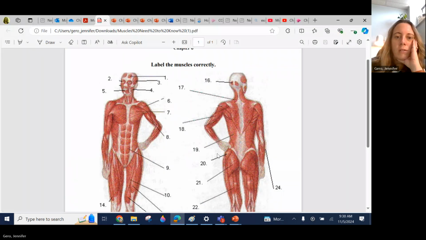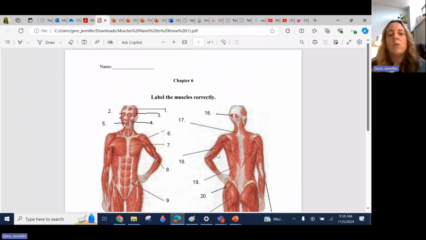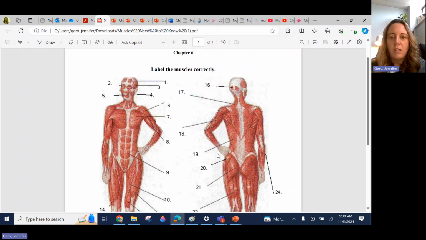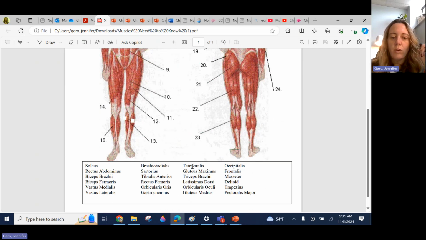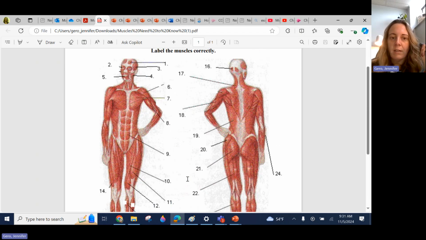Here we go. So you have this as a quiz, and I will be using this image most likely on your test. There are over 600 skeletal muscles. I'm asking you to know and spell 24. I don't think that's too bad. So you have this word bank to help you. However, you will not have this on the test.